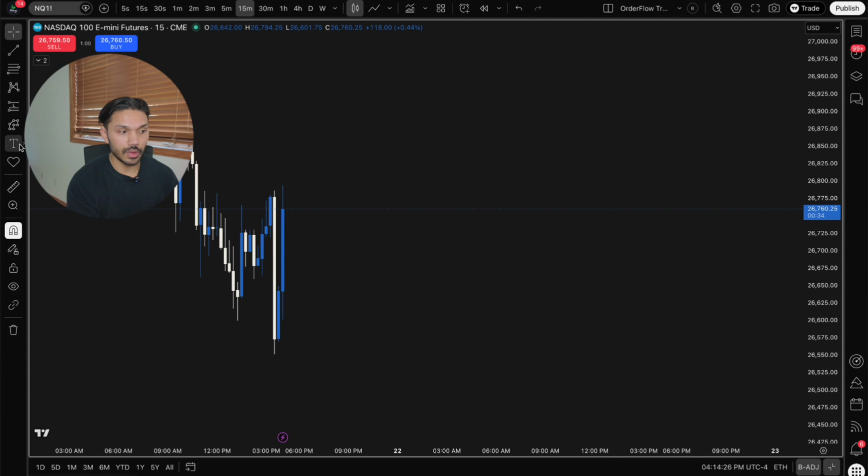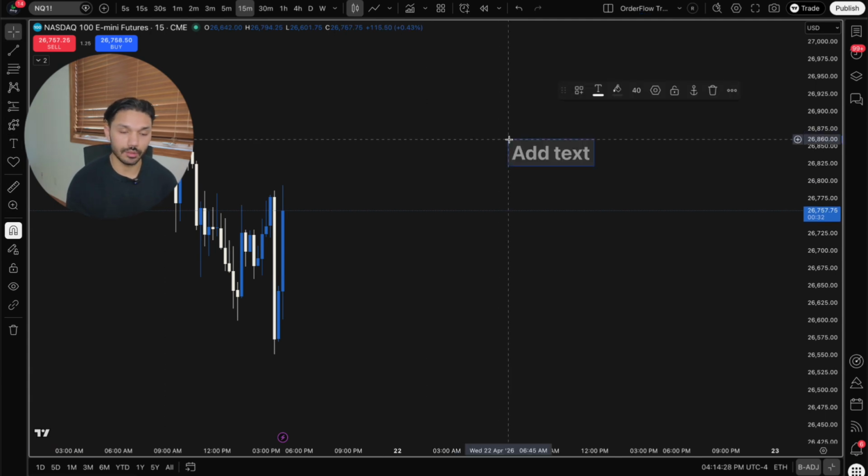The first thing you need to keep in mind before we actually jump into the setup itself is market structure, right? How is the market structure? Is the structure bullish, bearish, right? This will help you formulate some sort of bias going into the day.